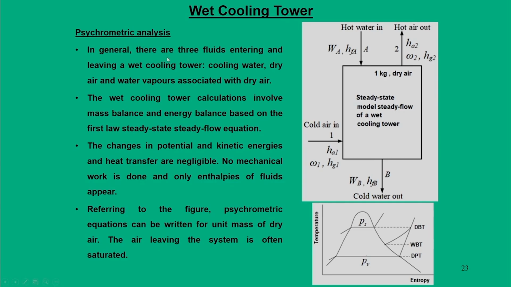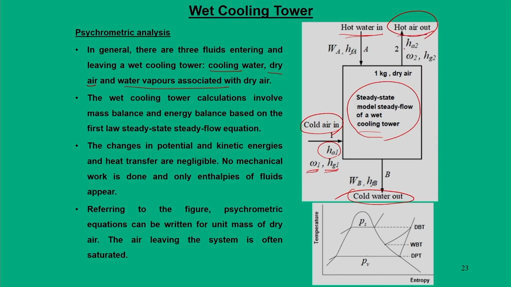So here there are three fluids: one is cooling water, dry air and water vapor in the dry air. So you take a model which you call a steady state steady flow model for a cooling tower, in which there is a hot water entry and cold water out, and cold air entry and hot air out. And when you say air, it has two parts: one is the dry air part for which enthalpy is HA1, and the enthalpy for water vapor is represented as Hg1, corresponding to its omega 1.